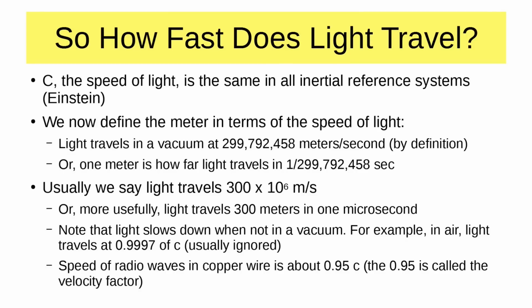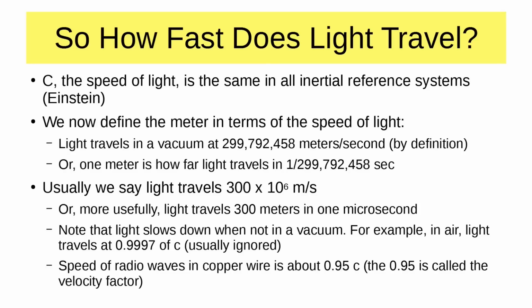Now, a couple things to note about the speed of light. Light slows down when it's not in a vacuum. This has to do with the index of refraction and stuff like that. We won't go into that. This isn't a physics course. We're talking about radio waves here. In air, light travels at 0.9997 of the speed of light. And usually that tiny difference is ignored in practical work.